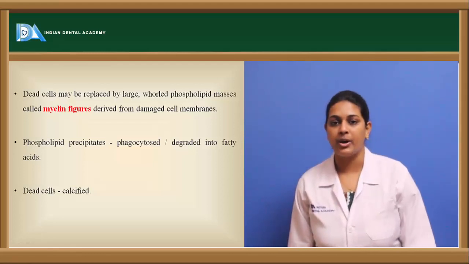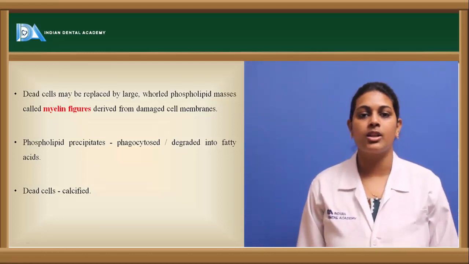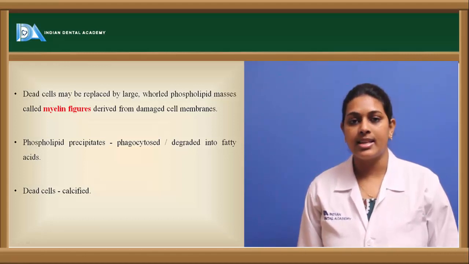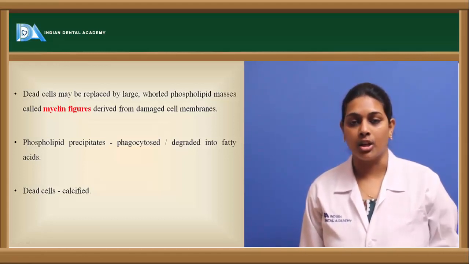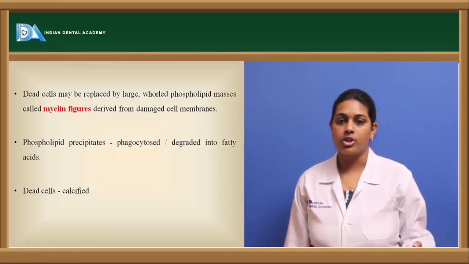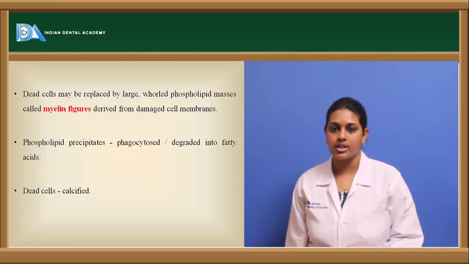If the dead cells persist, that is, they are not removed by the phagocytic cells, then they undergo a process known as calcification. In calcification, the dead cells are embedded with calcium and other mineral components, resulting in dystrophic calcification, or otherwise it could be a metastatic calcification, which will be discussed further.